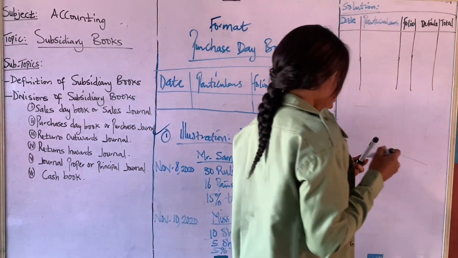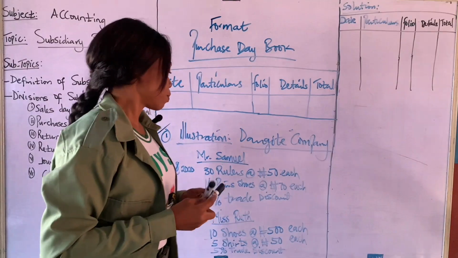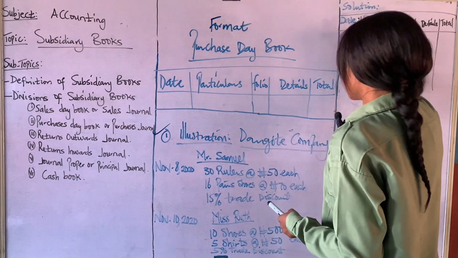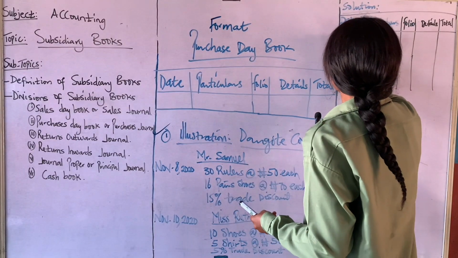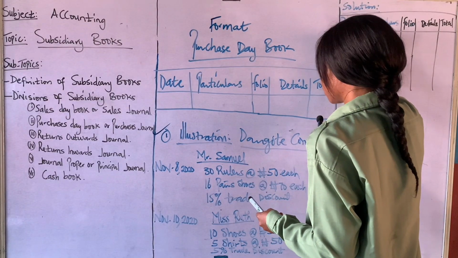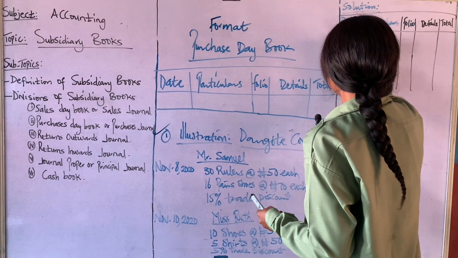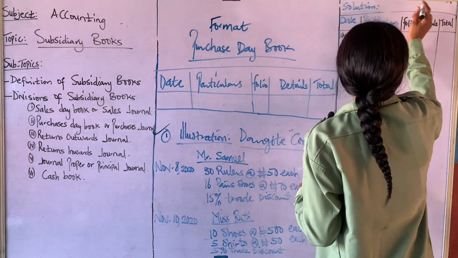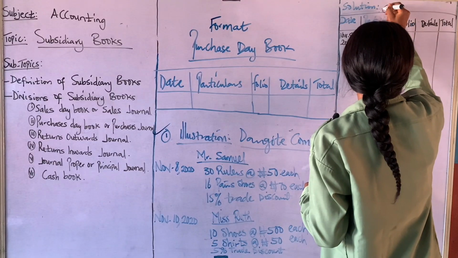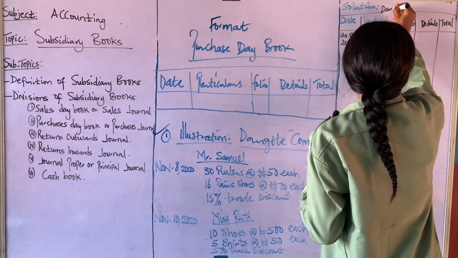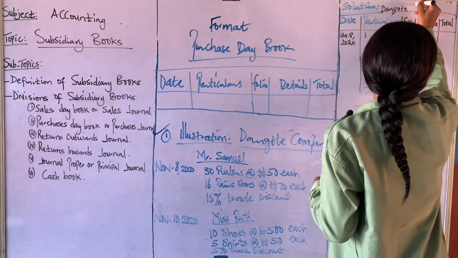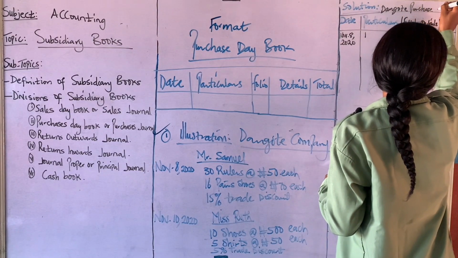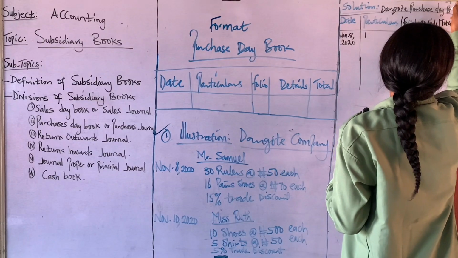Okay, having done this, you need to post the transaction. Remember what we did in our sales playbook. You do the same here. The date is November 8th, 2020. What really happened? We purchased, oh, remember to write the name of the company. This is Dangote. Dangote purchases day book. Don't forget that.